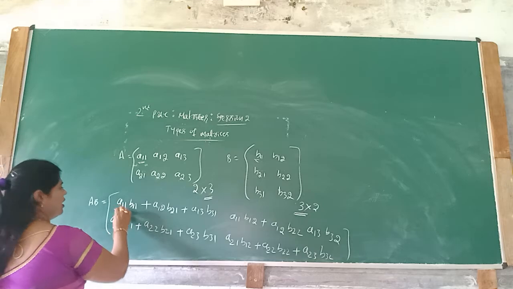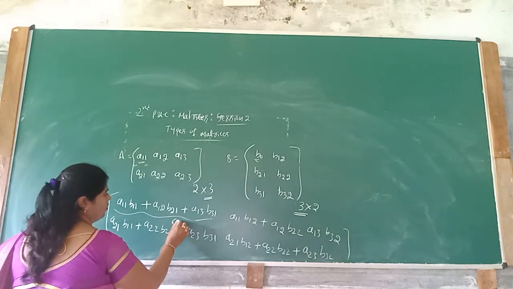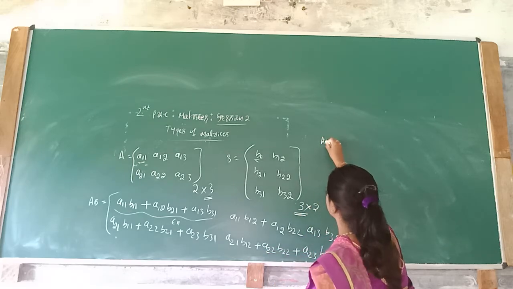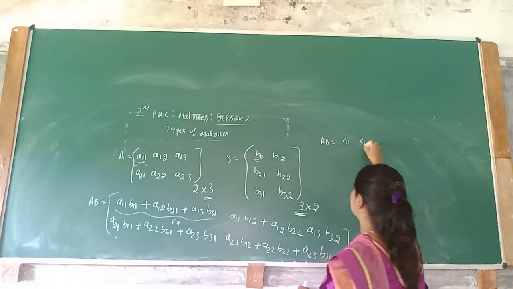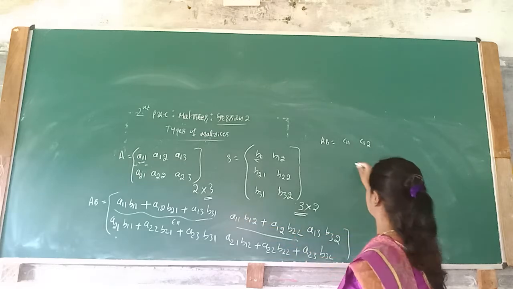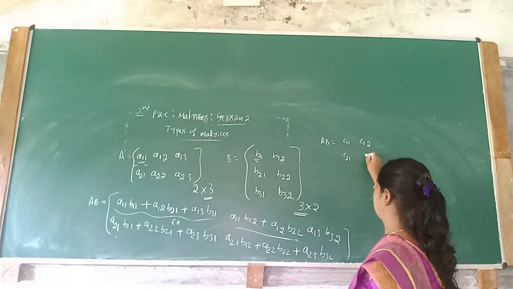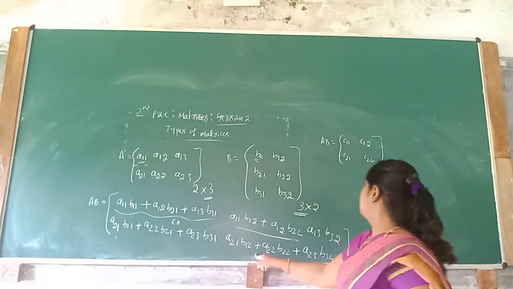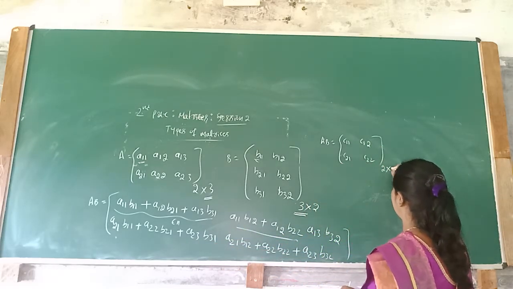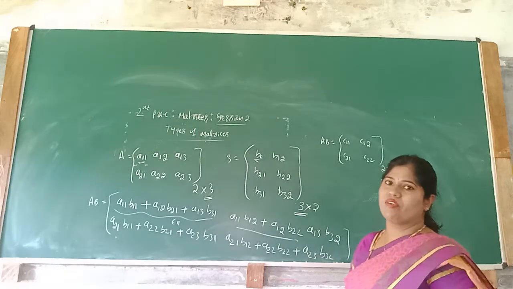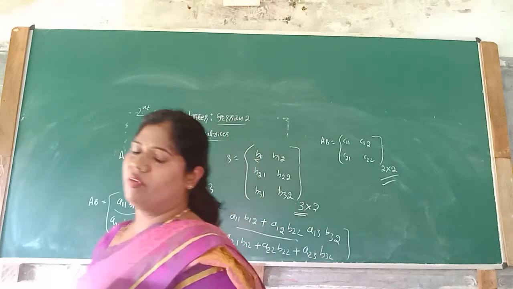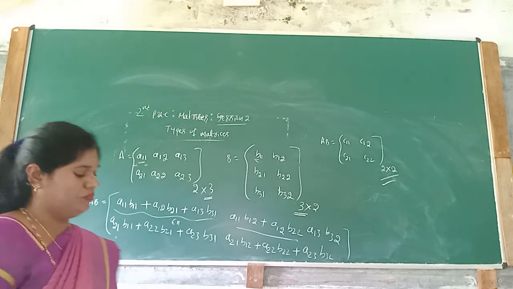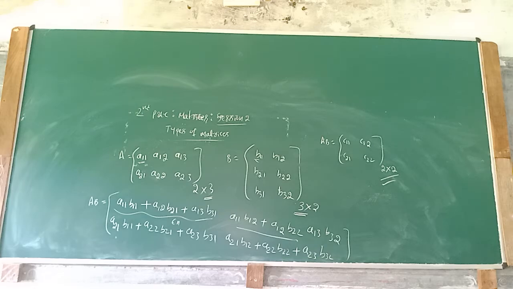Okay, we are going to write it as C11. So AB is equal to C11, C12, C21, C22. This one is C21, this one is C22. It is of order 2 by 2. Here AB is defined, the way we have to solve by the multiplication method. Okay, we will solve the problems.